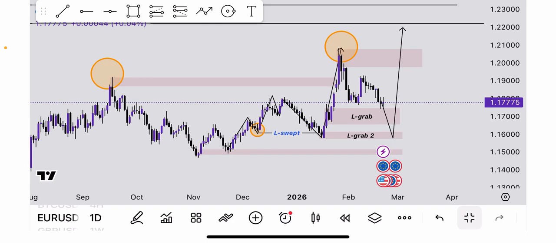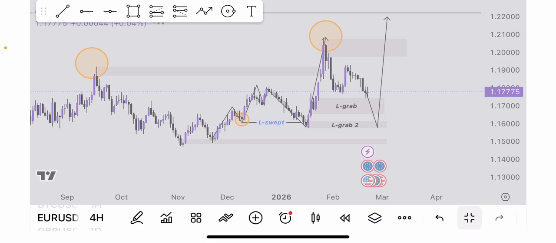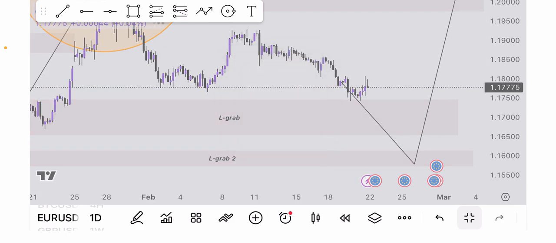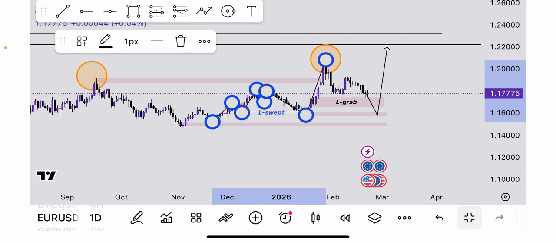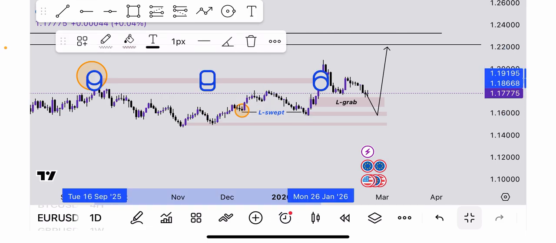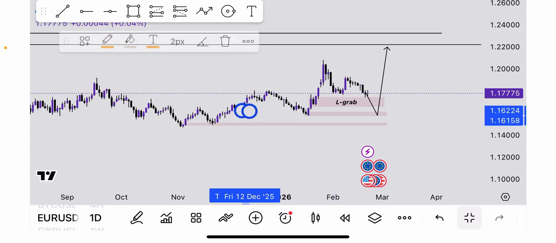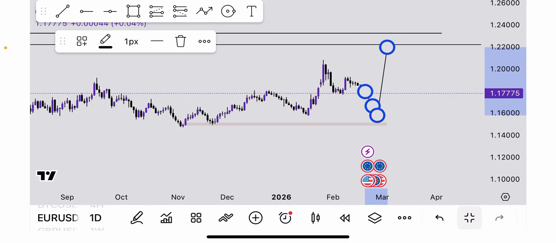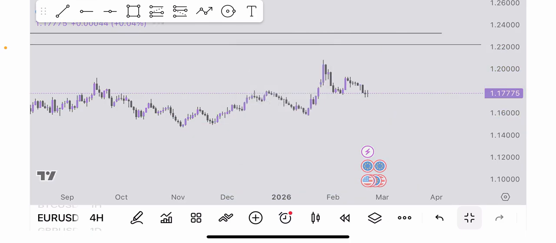This is EUR/USD. So let's go to the 4-hour time frame. Let me delete these so we can go to 4 hours.